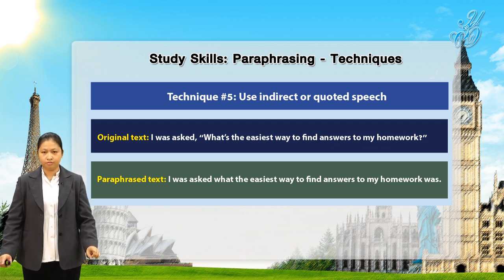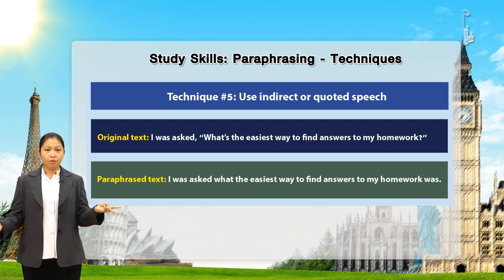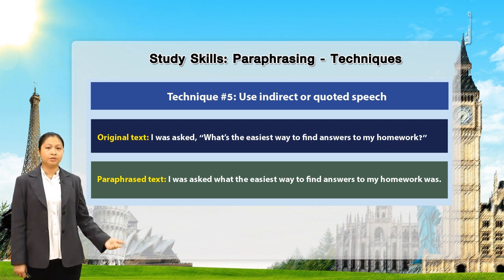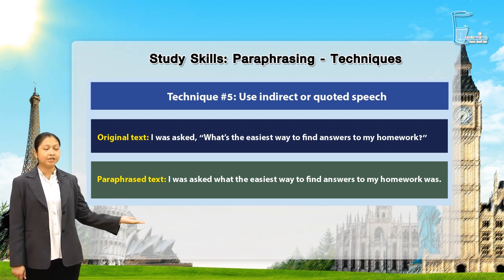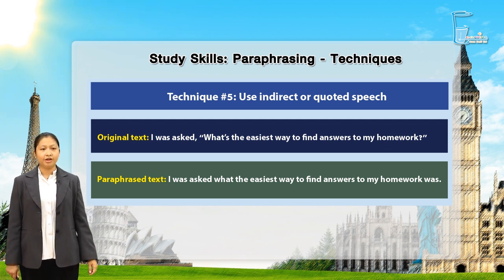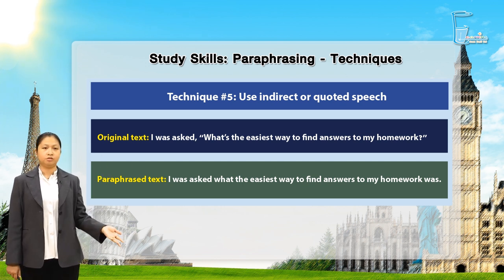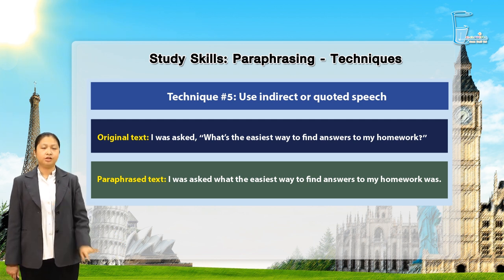In the paraphrased text, there are no quotations. You are reporting what was being asked. So the paraphrased text: "I was asked what the easiest way to find answers to my homework was." So change from direct speech to indirect speech. That is the last technique, technique number 5.